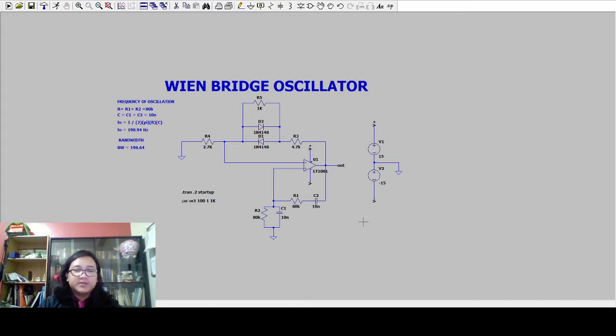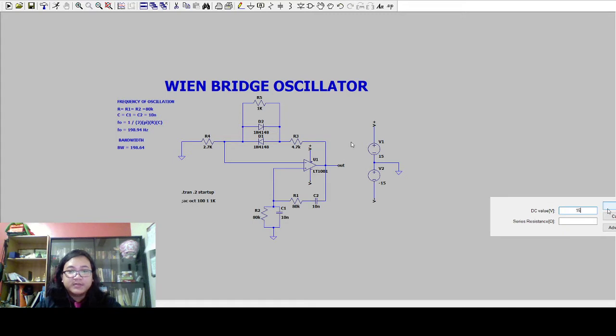My schematic is composed of two capacitors, five resistors, two diodes, and an op amp which is LT1001 and two voltage sources.